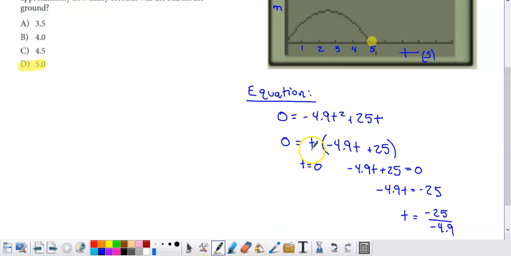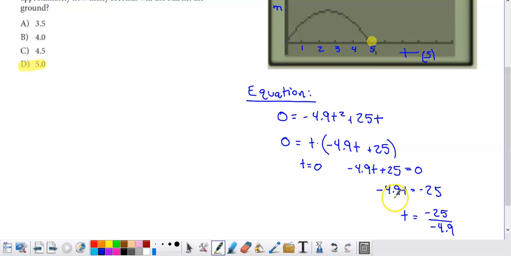If I set this factor, just the t, equal to 0, that tells me that the height of the ball is 0 meters at time 0. Yeah, that makes sense. The ball hasn't been launched upward yet. But then also when this set of parentheses is equal to 0. So you don't get exactly 5 when you do this calculation. When you isolate the t here, what you end up with is negative 25 divided by negative 4.9, which is really, really close to 5.